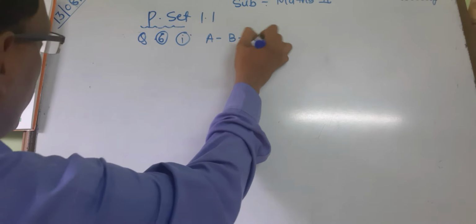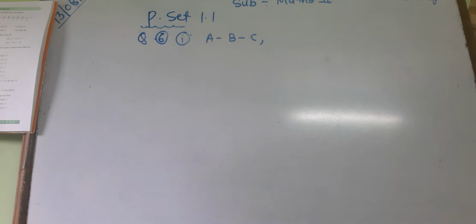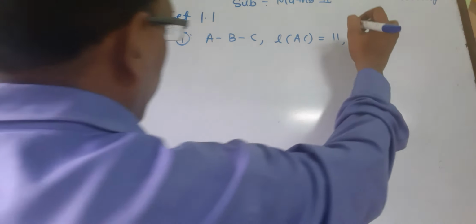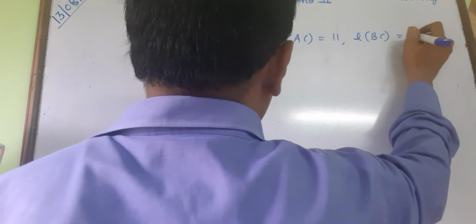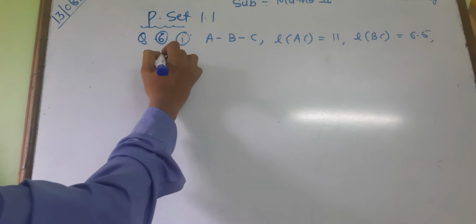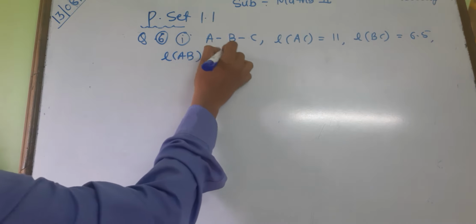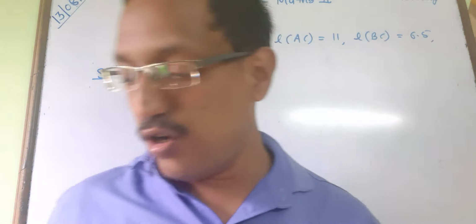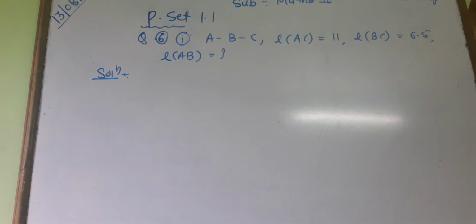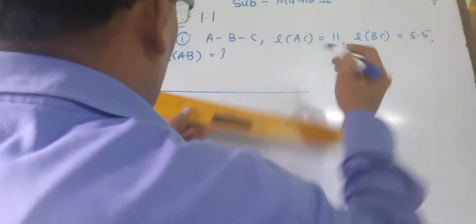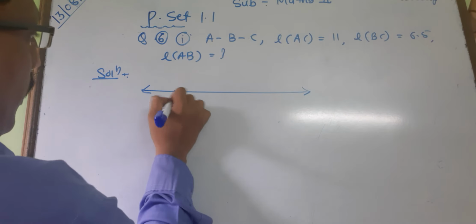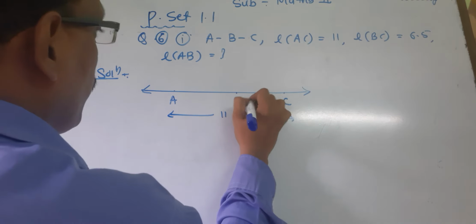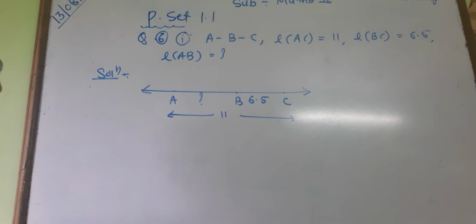A-B-C is the betweenness given. That means B is between A and C. Length of AC is equal to 11. Length of BC is equal to 6.5. And we have to find the length of AB, equal to question mark. So first, what to do, students? First we will draw the figure. They have said to draw a sketch figure. So here we have A, B and C. Distance between A and C is 11. Distance between B and C is 6.5. So we have to find the distance between A and B.